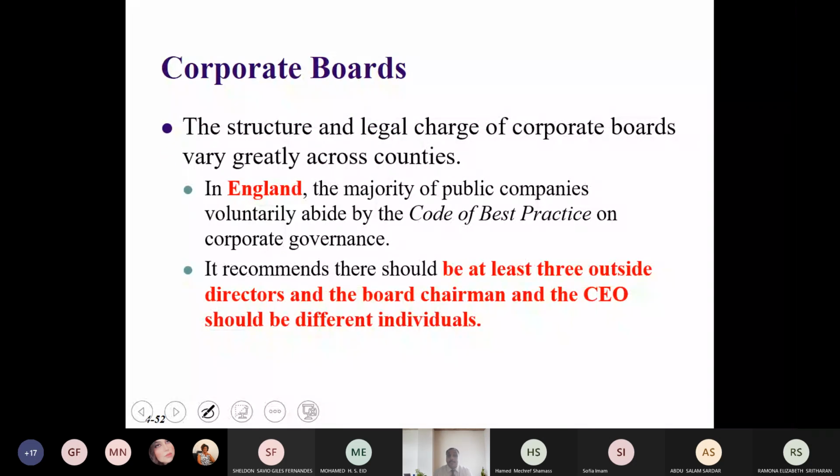Similarly, in some other countries, I think in England, the majority of the public companies voluntarily abide by the code of best practices on corporate governance. It recommends that there should be at least 3 outside directors and the board chair and the CEO should be different individuals. So what is the rule in England? That the chairman and the CEO should be 2 different individuals. So in England, the chairman cannot become a CEO or a CEO cannot be the chairman. And 3 board of directors should be outsiders.